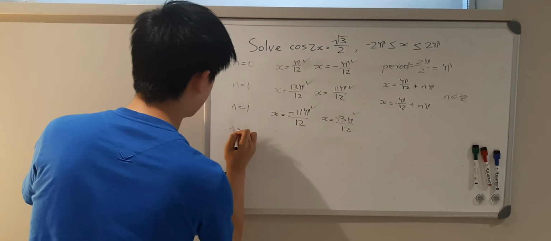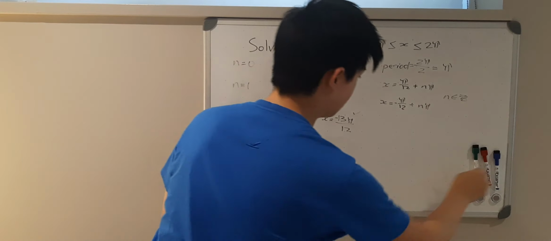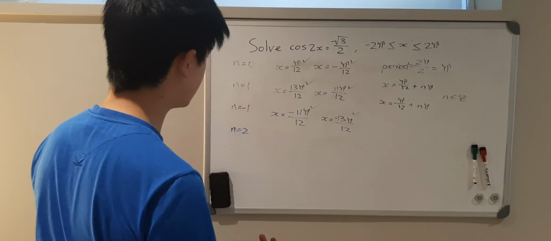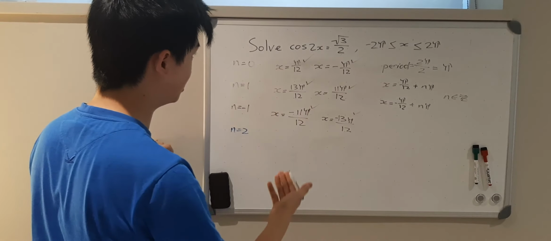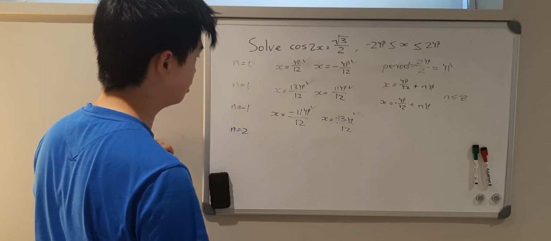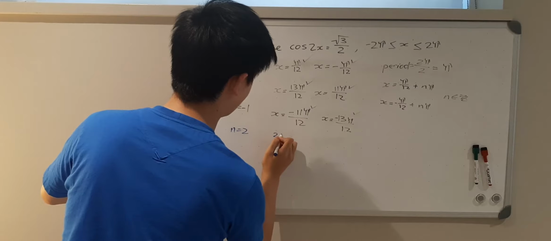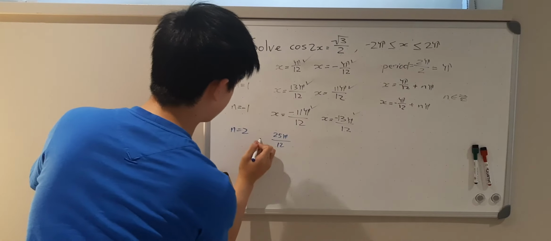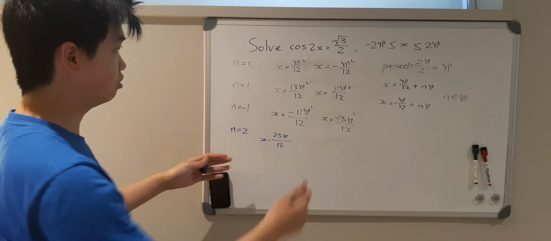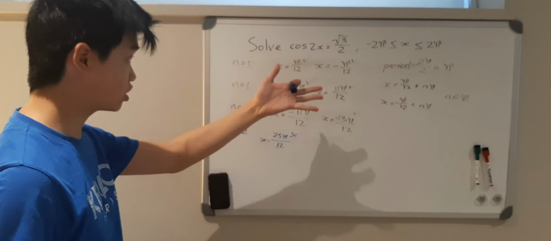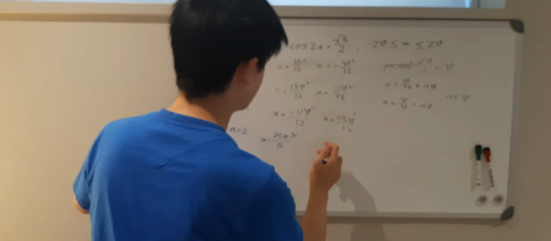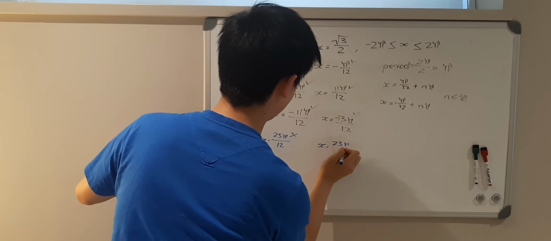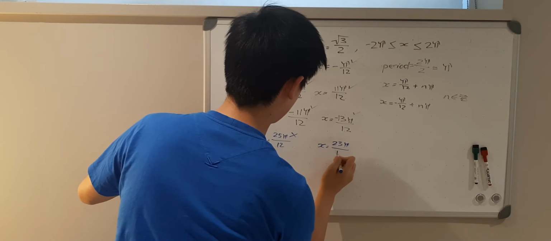Okay, let's try n equals 2. So we just have to add 2 pi, so 1 pi plus an additional 24 pi over 12, that's 25 pi over 12. Now this is actually more than 2 pi, so this cannot count as a solution. It's outside of our domain. Let's try it with this one here. I think that would equal 23 pi over 12, and that is within our domain.